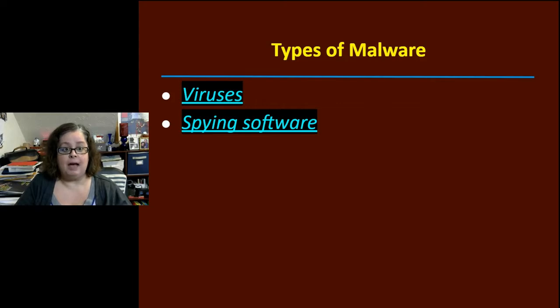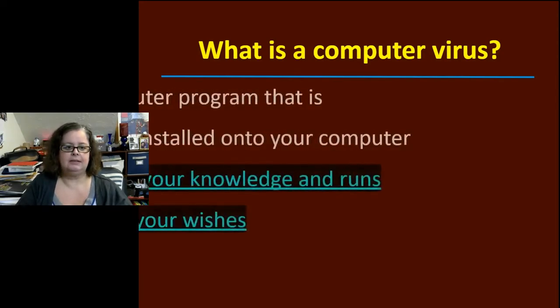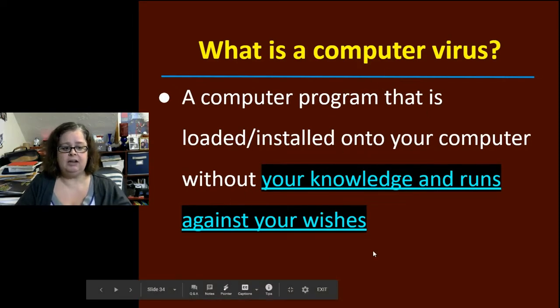So there's two types of malware, and we're going to talk about both of them eventually, but today we're going to focus on viruses. The two types of malware that exist out there are viruses and spying software. And again, we're going to focus today specifically on viruses. So what is a computer virus? A computer virus is a program that is loaded or installed to your computer without your knowledge and runs against your wishes. So again, this should be the blank you're filling in here. If you didn't fill in any of those in the past, go back and start over again.